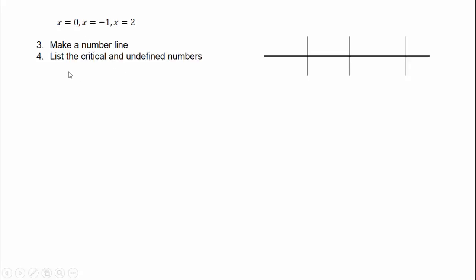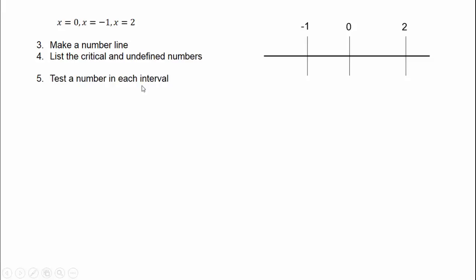All right, so keeping in mind our critical points are 0, -1, and 2, step 3 said to make a number line, and step 4, we're going to list the critical and undefined numbers in order at the top of our table.